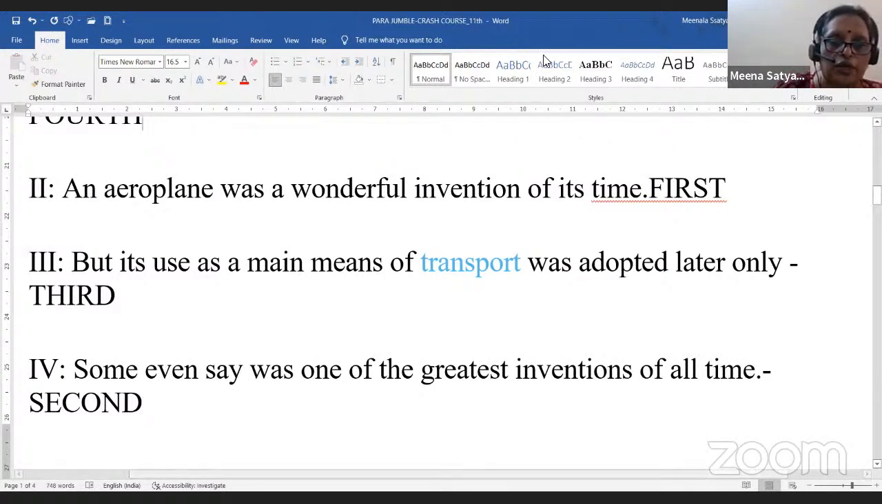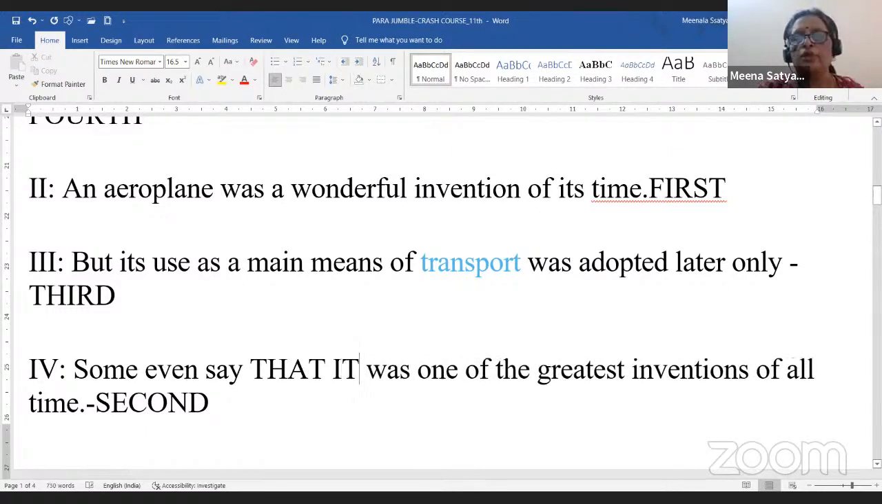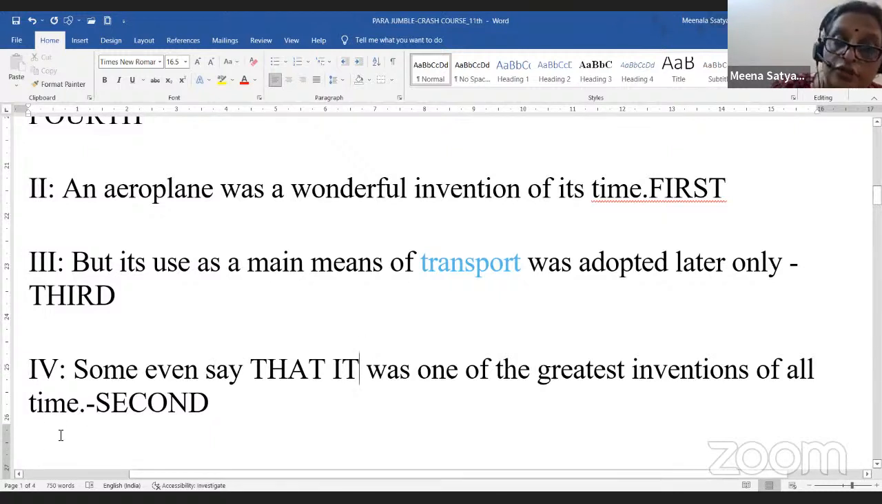Oh, those 2, that it was. I should have used that. Some even say that it was one of the greatest inventions of all time. So this is the second. But its use as a main means of transport was adopted later only.